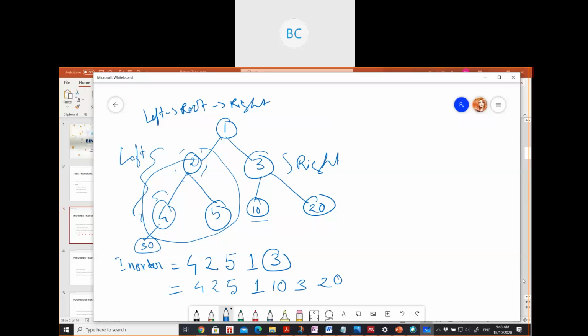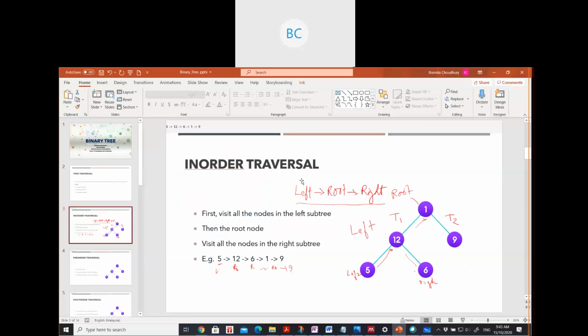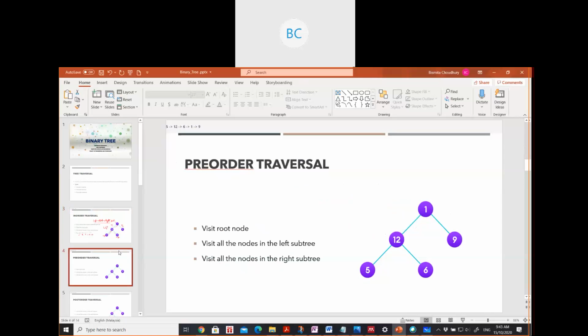There's one more node I just added now, 30. Yes, correct, you just need to add the 30 in front. So you will come here, then come here, because this one has a node, this one has only one node, and it will go on. Okay, so in-order is here.